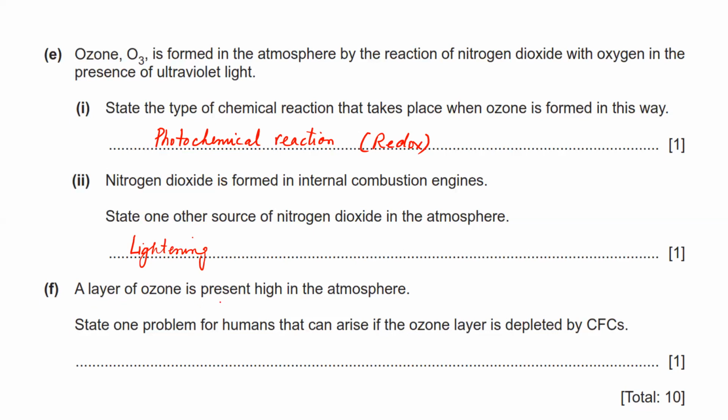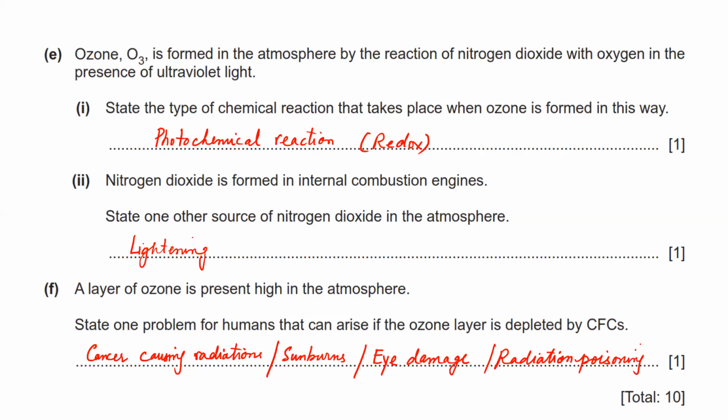Then part F, the layer of ozone is present in the high atmosphere. State one problem for humans that can arise if the ozone layer is depleted by chlorofluorocarbons or CFCs. So basically CFCs destroy the ozone layer, which results in harmful radiation of the sun reaching the surface of the earth, and that harmful radiation causes lots of different things. One is leukemia or cancer, because it's cancer-causing radiation. Sunburns will be there, eye damage. You can also call it radiation poisoning. So these are some of the issues which humans can face if the ozone layer is depleted by chlorofluorocarbons.